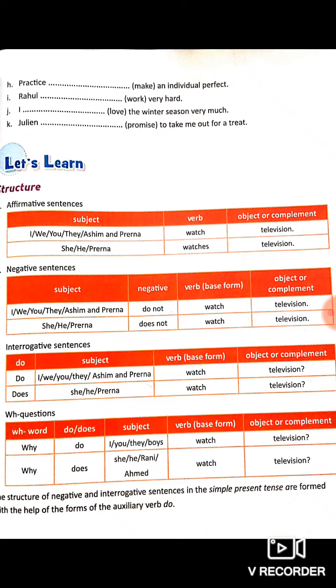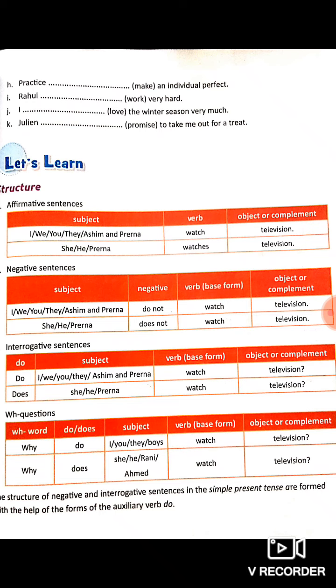Okay. Now interrogative sentences. In interrogative sentences, you know that we should begin the sentence either with a WH question word or we can begin with auxiliaries. Here we are going to begin with the do verb. Do I watch television? Do you watch television? Do they watch television?